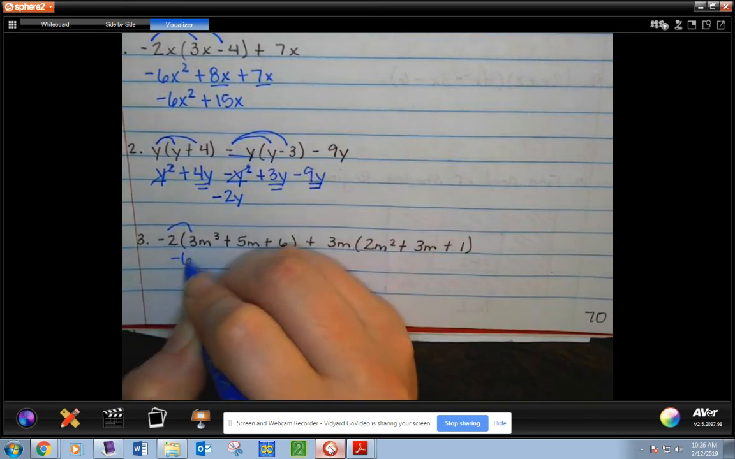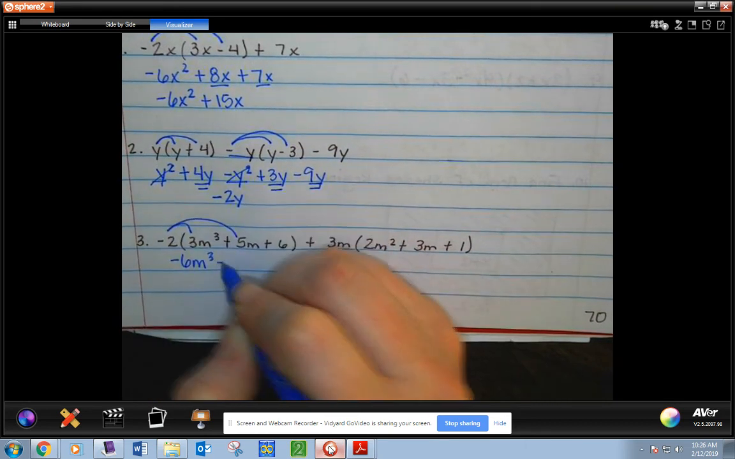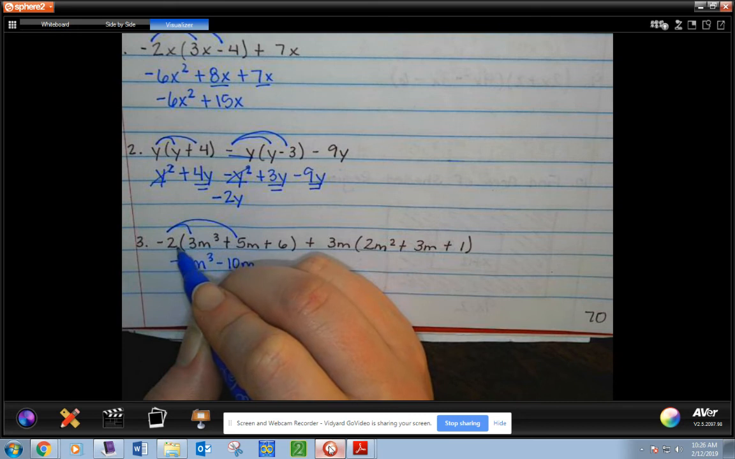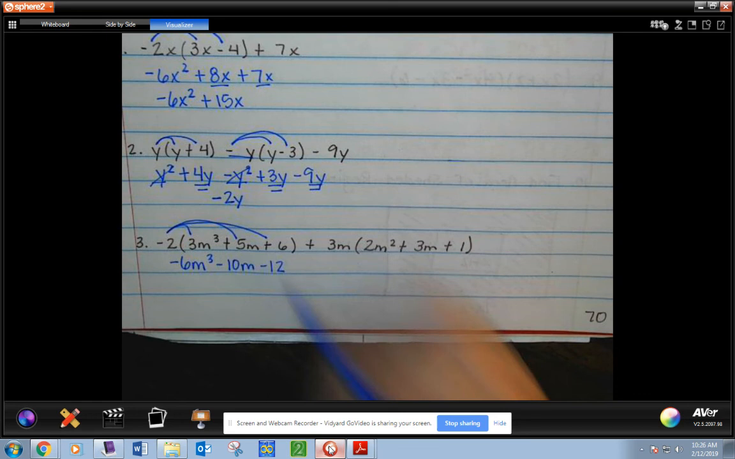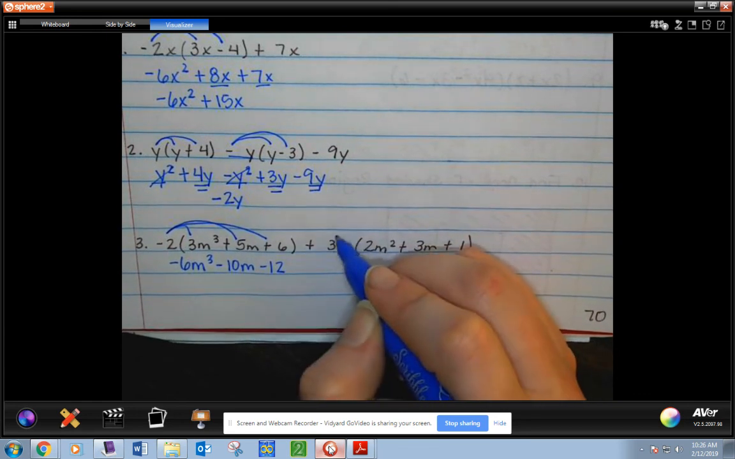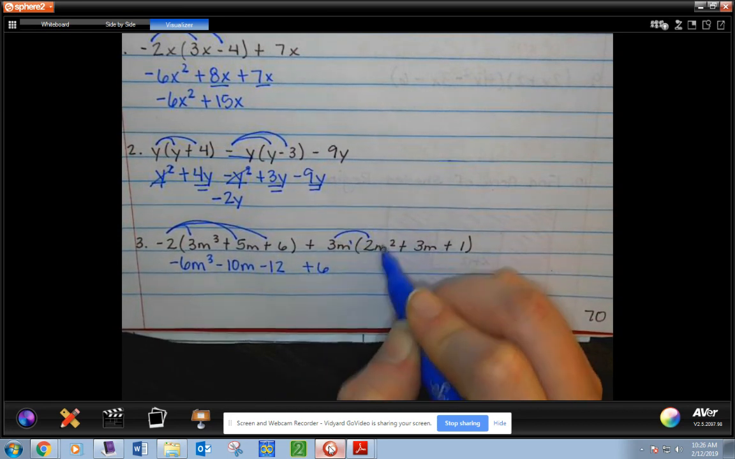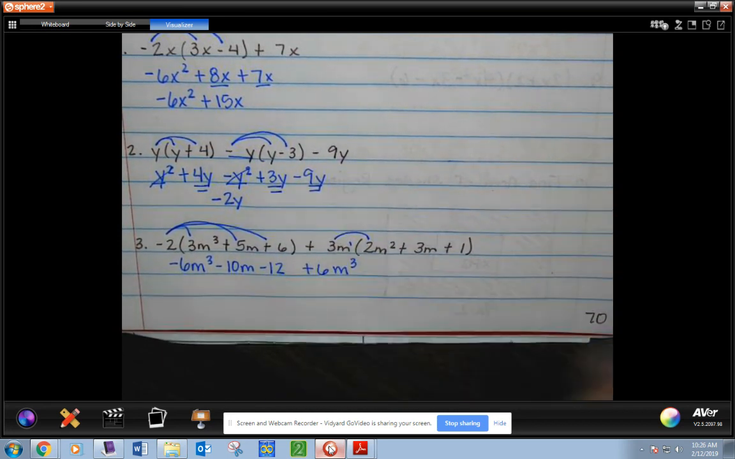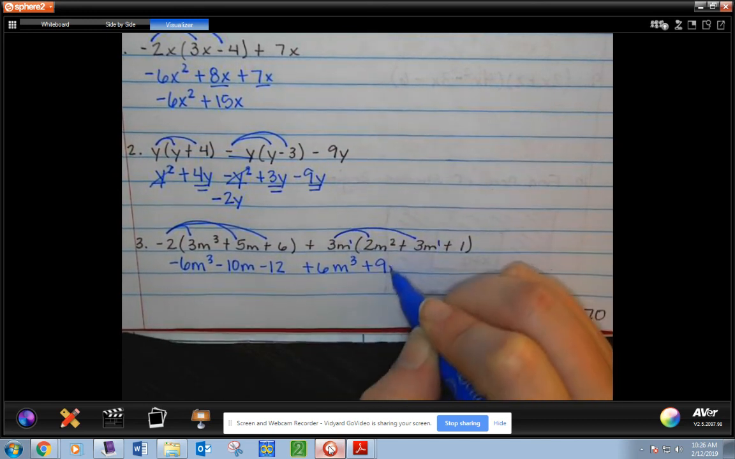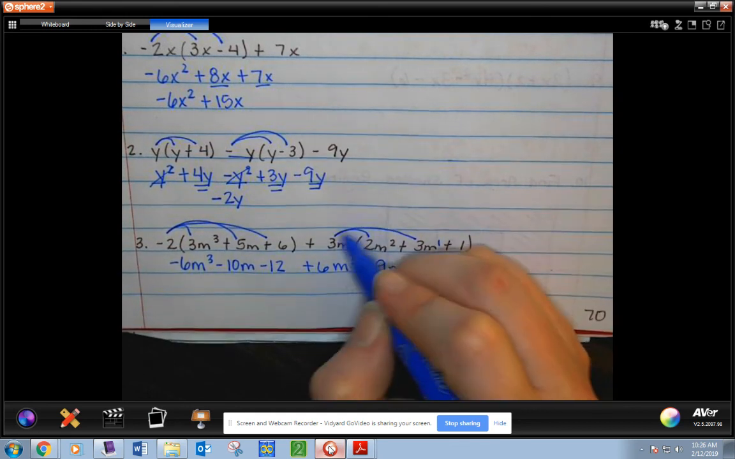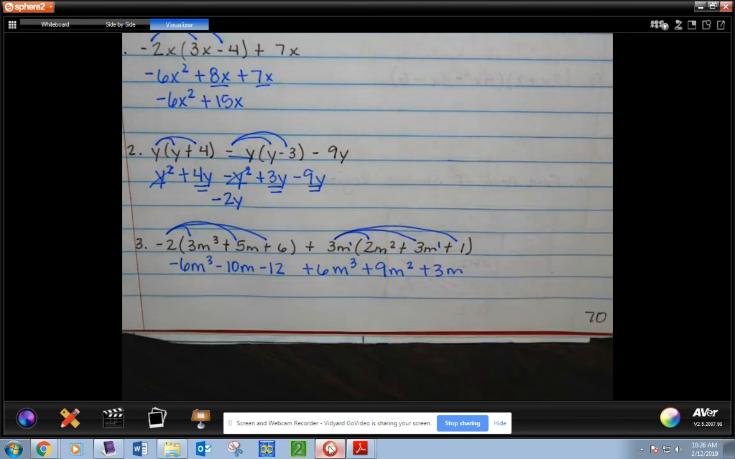For my last example, again, distributing, negative 2 times 3 is negative 6. I don't have a letter, so I just keep my letter. Negative 2 times 5 is negative 10. Keep the letter because you don't have one to multiply by. And negative 2 times 6 is negative 12, and then there are no letters. Now I distribute my 3m. So now we're distributing a letter. Be careful. So 3 times 2 is a positive 6. An m1 and an m2 make m3. 3 times 3 makes 9. An m1 and an m1 make m squared. And 3 times 1 makes 3. And I have an m but no m, so just m.